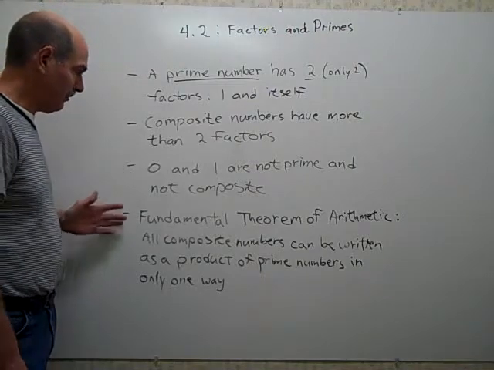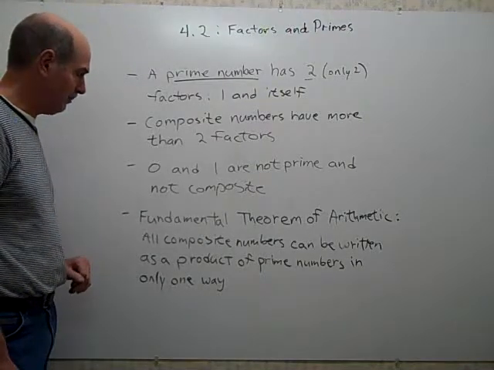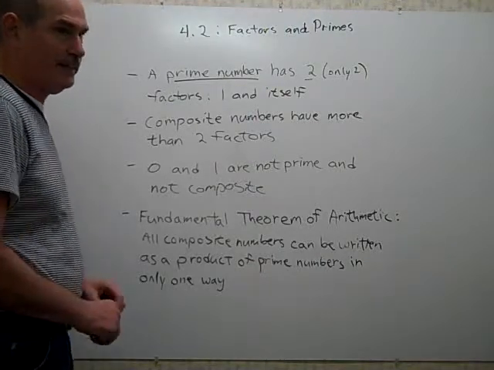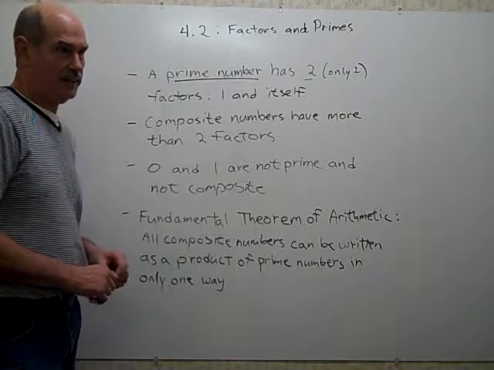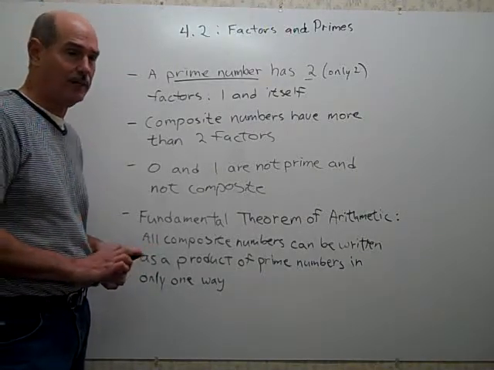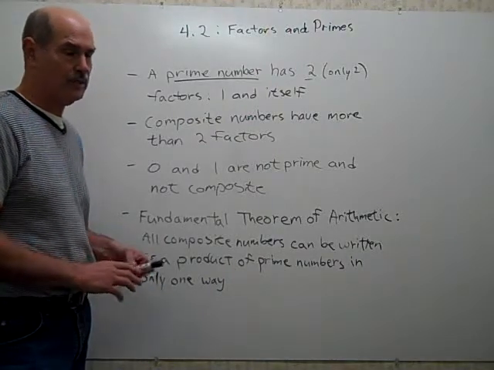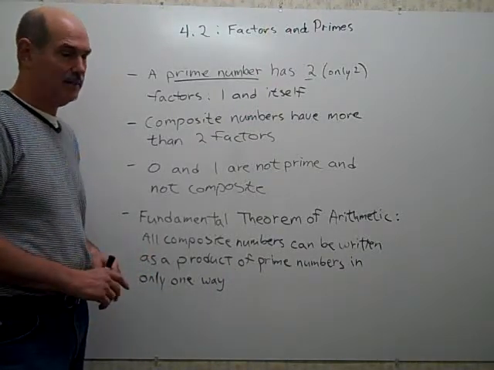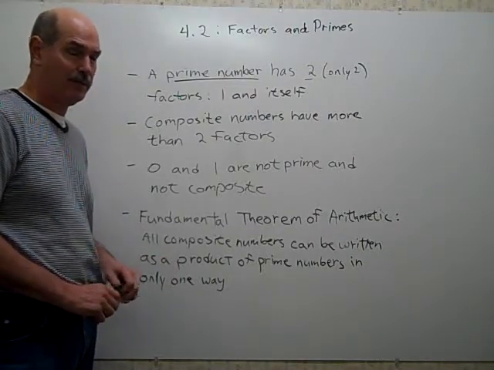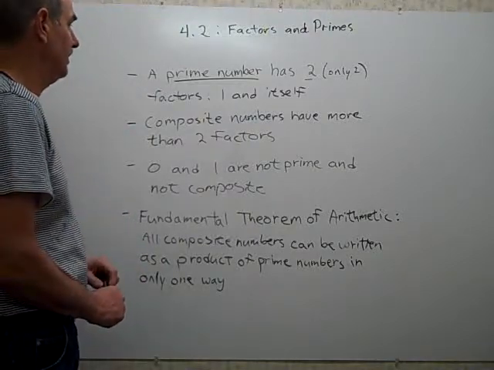And then the fundamental theorem of arithmetic says that all composite numbers can be written as the product of prime numbers in only one way. Like 18 can be written as a product of primes by saying it's 2 times 3 times 3, but you consider that to be the same as 3 times 3 times 2. The order doesn't matter. There's only one mixture of prime numbers that can be combined to make 18. So that's the fundamental theorem of arithmetic.